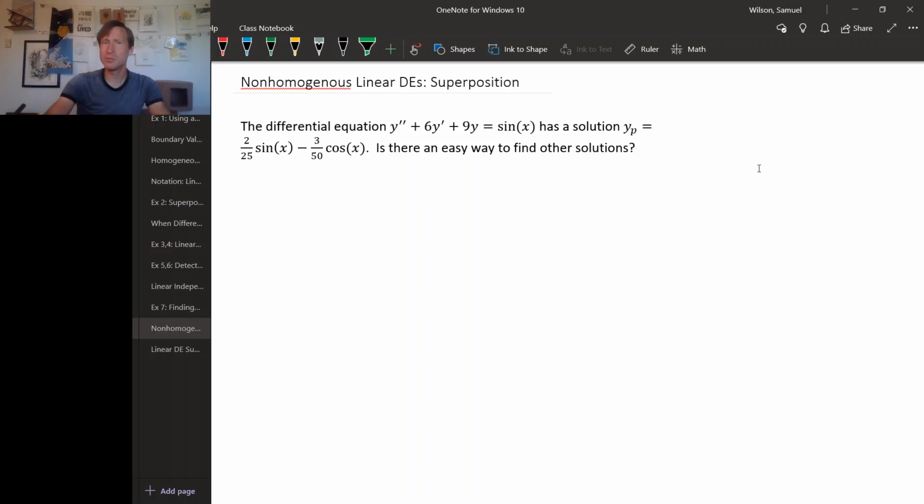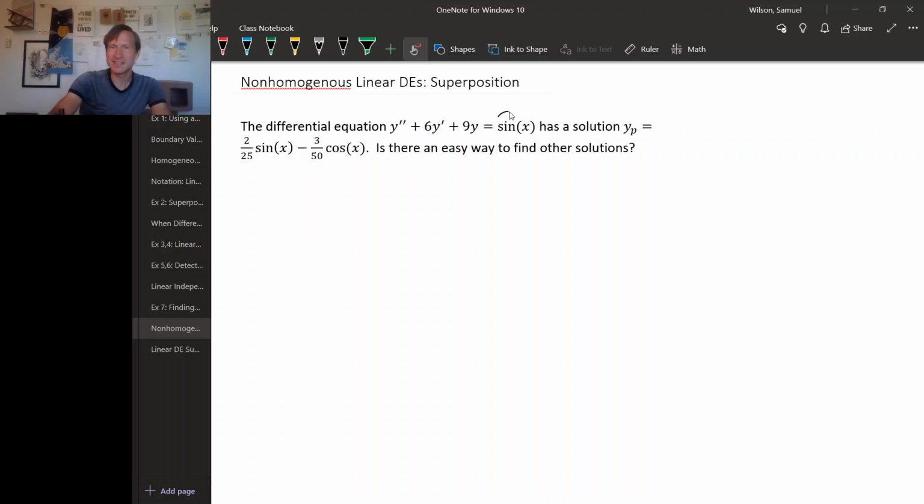We've looked at a lot of homogeneous linear differential equations. Let's have a look at some non-homogeneous linear differential equations. Remember, a non-homogeneous equation is just one where the right-hand side isn't 0. So here's an example, y double prime plus 6y prime plus 9y equals sine of x.